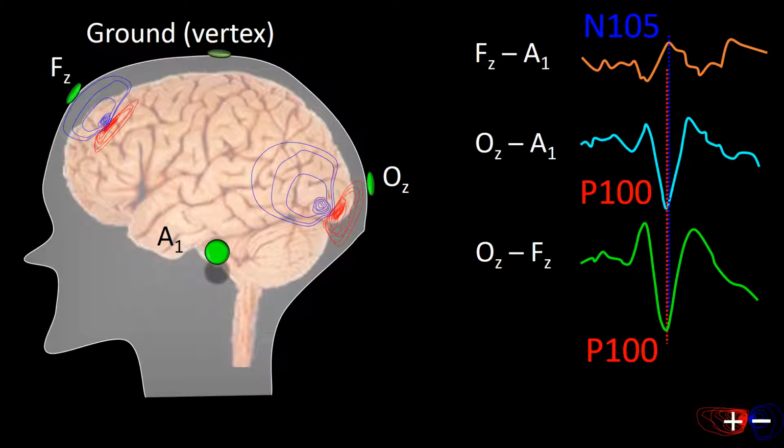when we record from OC to A1, we exclude the negative field that occurs in the mid-frontal region at about the same time as the P100 occurs in the occipital region, a peak to which we can refer to as N105.